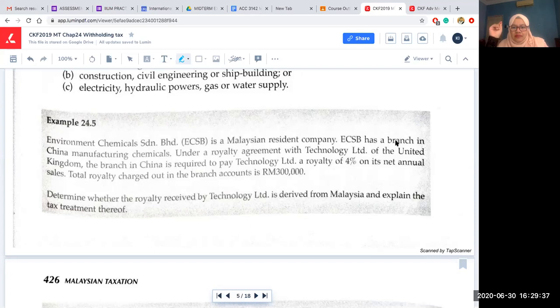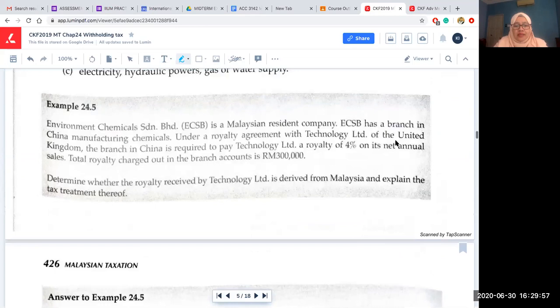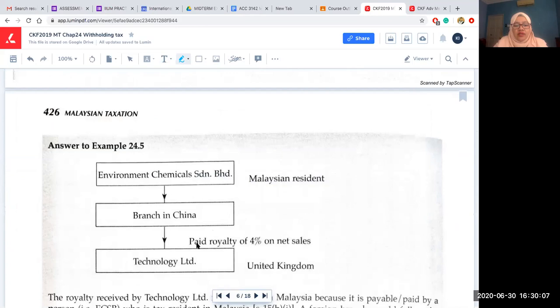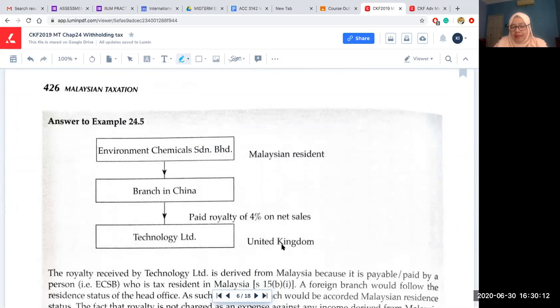Under the royalty agreement, Technology Limited of the UK, the branch in China is required to pay Technology Limited 4%, which is 300,000. Whether the royalty received by Technology Limited is derived from Malaysia, so you have to look at this. Environment Chemicals is a Malaysian resident company, right? And it has a branch in China, right? The branch in China makes payment to Technology Limited in the UK. So the issue here is that the UK is a non-resident, okay? Non-resident.